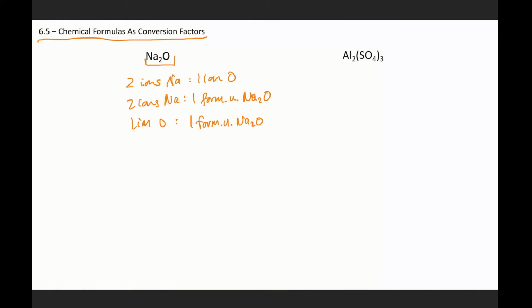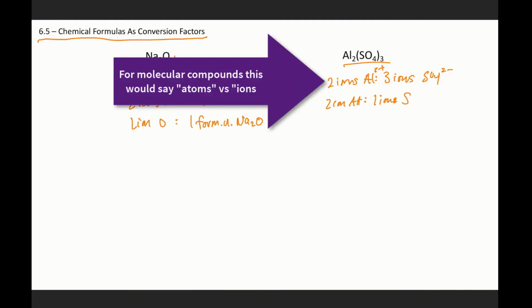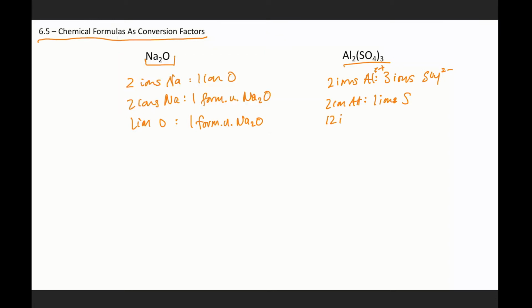Likewise, for this formula, I could say that it's ionic also. So 2 ions of aluminum for every 3 ions of SO4. We could also say that there are 2 ions of aluminum for every 3 ions of sulfur. And the list goes on. We could say that there are 12 ions of oxygen for every 2 ions of aluminum, and we could write a few more.